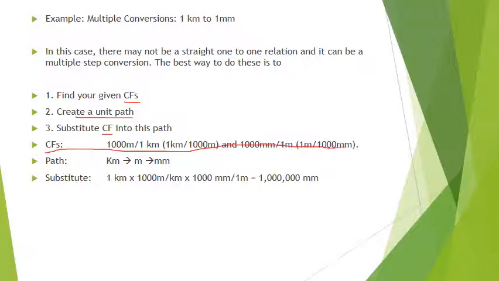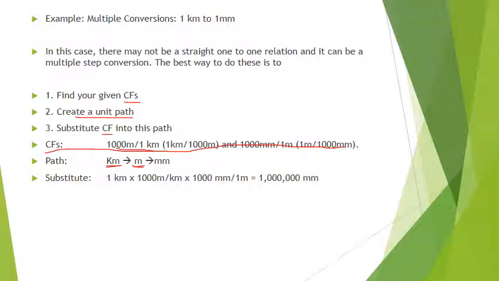Okay, so I have these two conversions. I have 1,000 meters per 1 kilometer, or its reciprocal, or 1,000 millimeters per 1 meter, or its reciprocal. The first thing I'm going to do is change kilometers to meters, because I don't have a direct path from kilometers to millimeters. So I'm going to change the kilometers to meters. I'm going to use this one here.